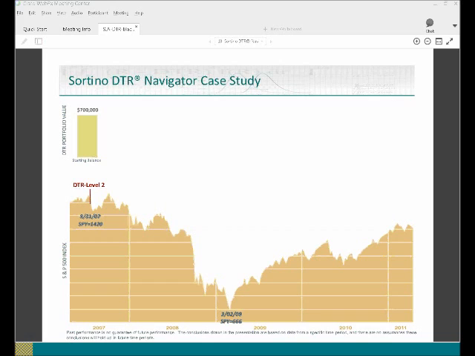Thank you, Dr. Sortino. This case study illustrates Sortino DTR Navigator during the 2007-2008 financial crisis. Our investor in this case study is Martha, who's saving for retirement. Martha's 55 years old, contributes $10,000 a year to her retirement account, and has $700,000 in retirement savings. Martha joined Sortino DTR Navigator at the top of the market in May of 2007.